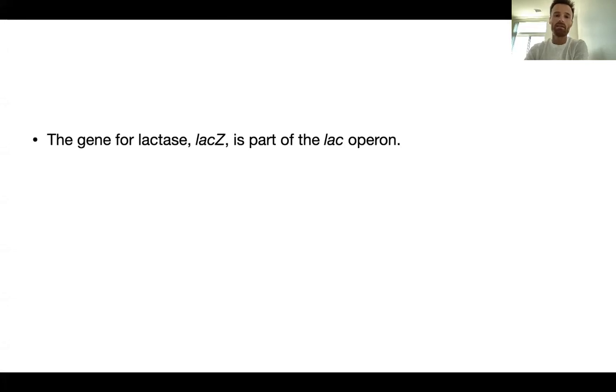So LAC-Z is the gene that encodes for the enzyme lactase that breaks down lactose. Again, the other genes, one's involved in transport of lactose into the cell. It's like a membrane protein, but you don't have to know that. And then the other, I think they're still researching.